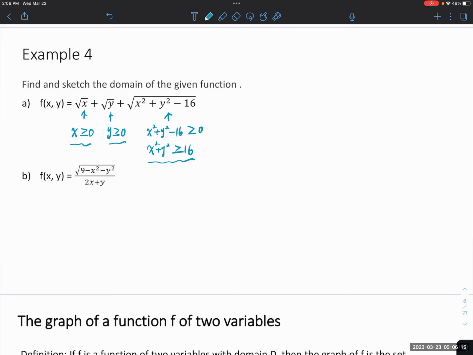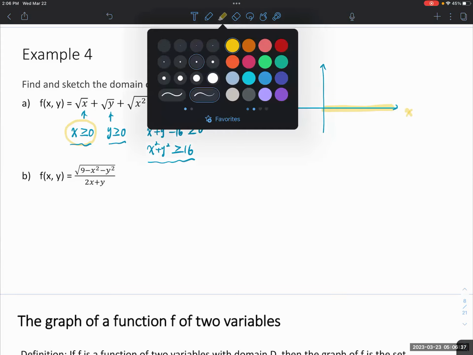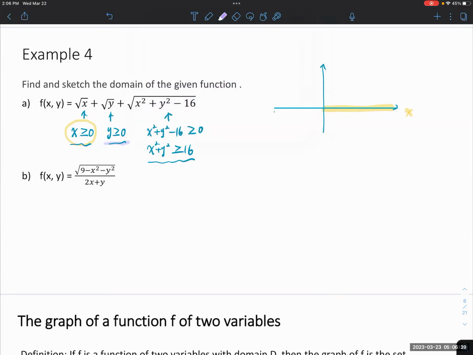So let's draw the graph. x is greater than or equal to 0. Where is that area? x is here, so greater than or equal to 0 is only this side, going to the right side. Am I correct? And then the second, y is greater than or equal to 0, up, up, up.